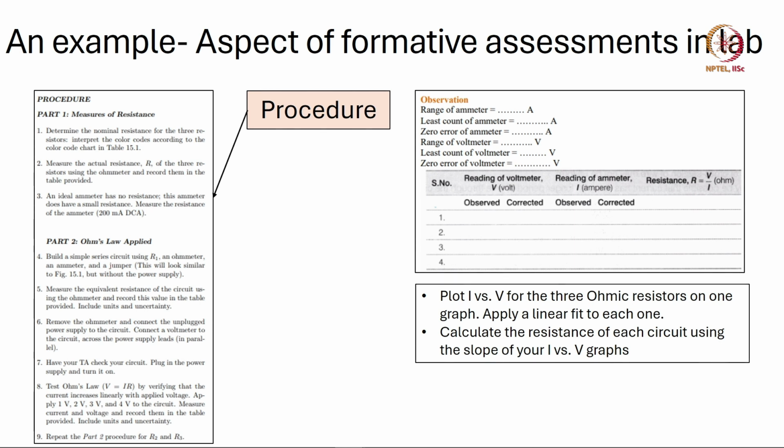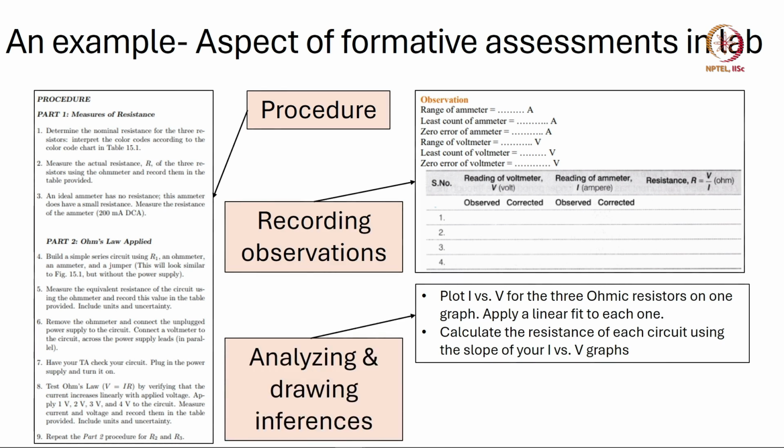Okay, and again there will be some details in the lab manual itself. There will be some procedure that the students are expected to follow. Very step-by-step procedures are there, in a very systematic manner, in great detail. This particular procedure is written. And then we are also telling them how to take observations, what can be the template for recording your observations. And also we are informing them how to analyze or draw inferences. So probably you need to plot a graph, you need to calculate the resistance, you need to compare the theoretical and experimental values. So all of these.